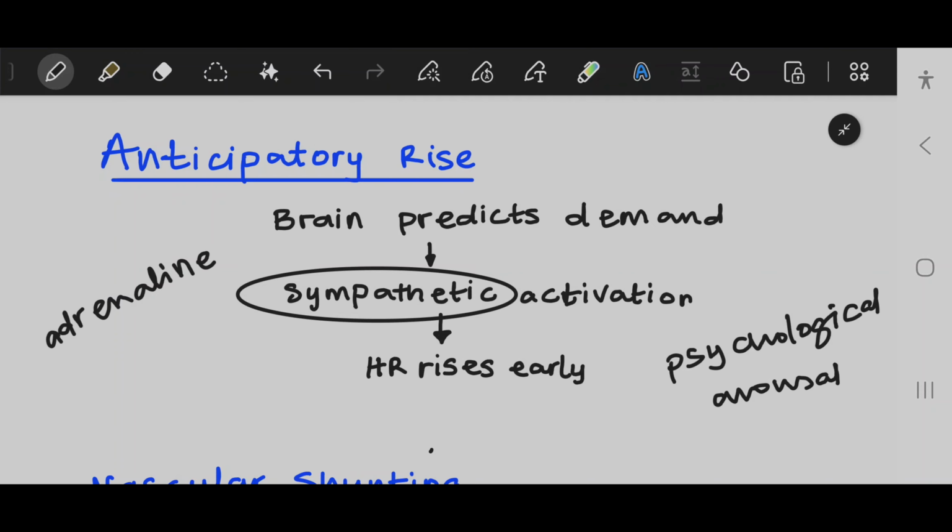So basically what happens is your brain sees that you're about to demand a lot of oxygen, demand a lot of blood, you're about to start exercising, then it activates the sympathetic nervous system, which activates an increase in heart rate, and this increases blood flow so that when exercise starts you have enough oxygen for exercise.